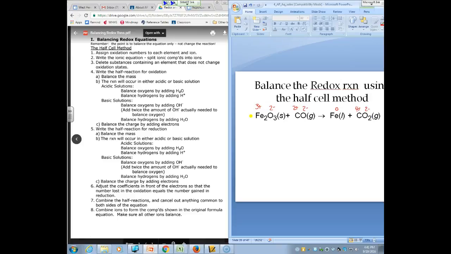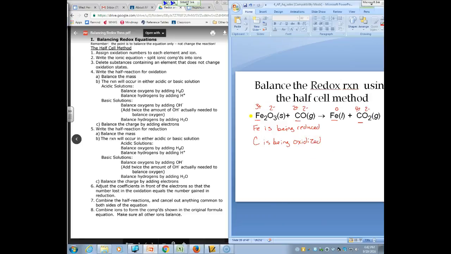Now that I've done that, I can see which elements are being oxidized and which elements are being reduced. I can see that I have iron here going from 3+ to 0. The oxidation number is going down, so that means that iron is being reduced. And I can see the only other thing that's changing is carbon. Carbon goes from 2+ to 4+, so that oxidation number is increasing. So that means carbon is being oxidized.